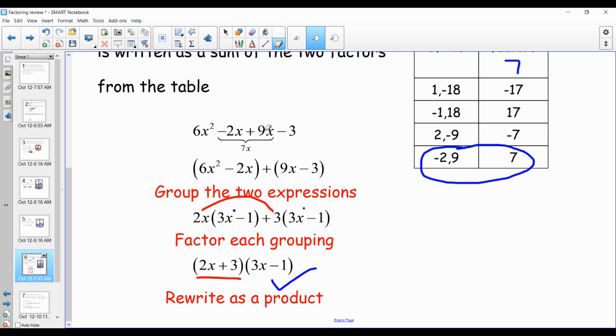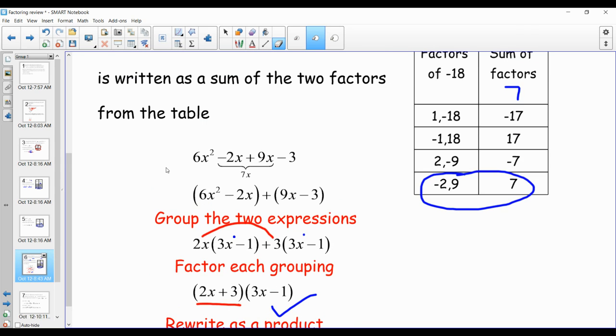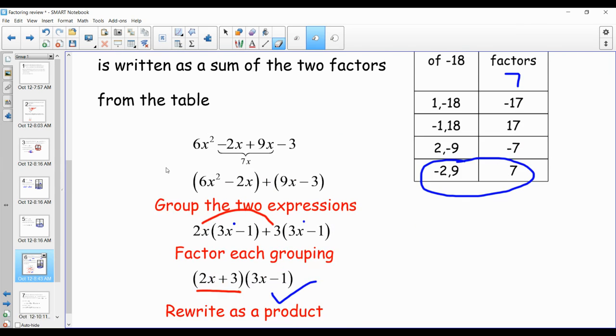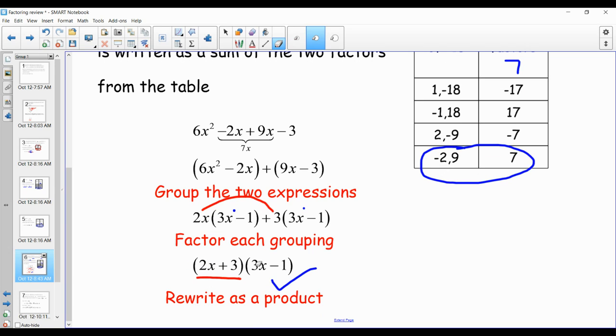6x squared plus 7x minus 3 factors into 2x plus 3, 3x minus 1. Please check. If we FOIL this out, what do we get? Let's just do this one so you know that it's correct. 2x times 3x is, I'm going to try writing with my finger. Don't know if it's going to work. 2x times 3x is 6x squared.